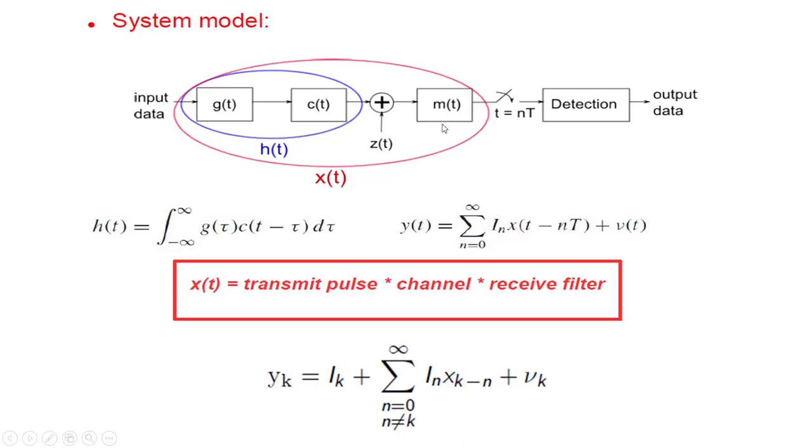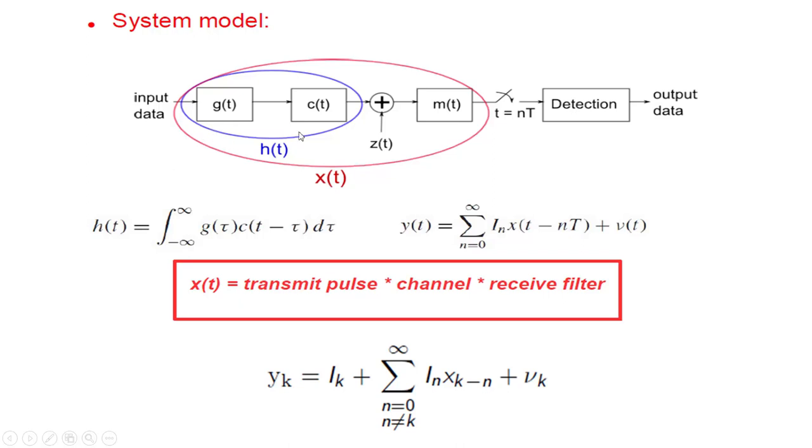After the signal passes through the matched filter, which is basically a receiver filter, the signal will be sampled after every capital T seconds, then the signal will be detected and the decision will be made in favor of whether a 1 was transmitted or a 0 was transmitted in the case of a binary PAM system, or if some other modulation is used here, then accordingly the decision will be made.